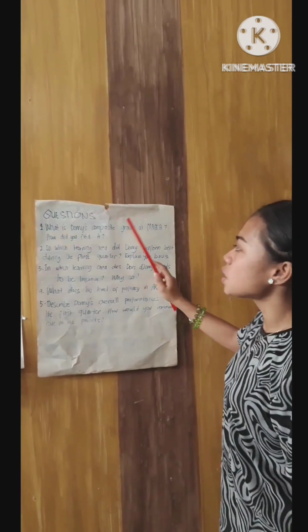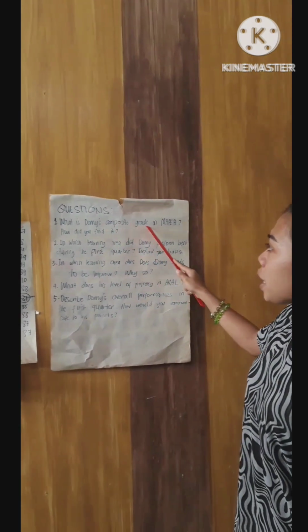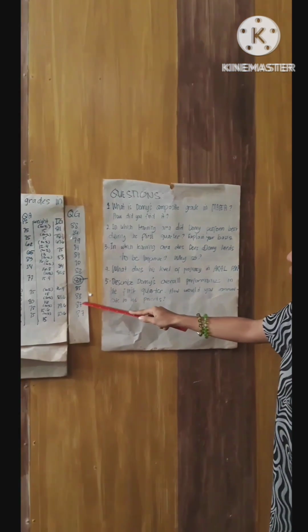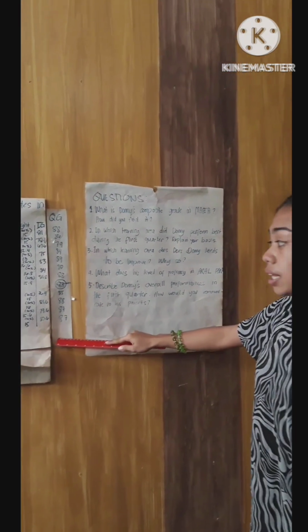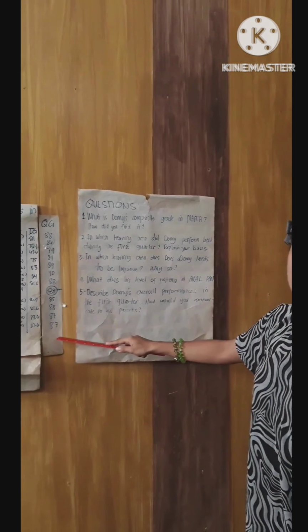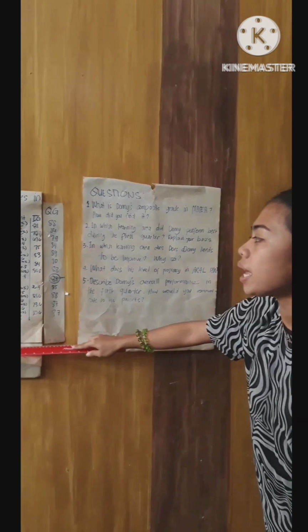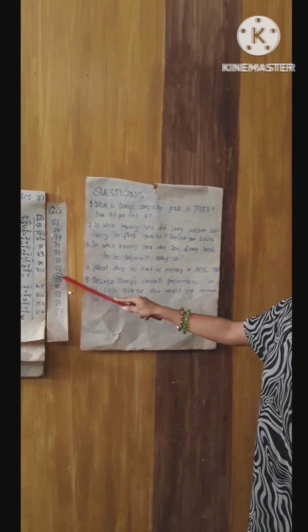Questions. Number 1. What is Donnie's composite grade in MAPEH? How did you find it? So, the composite grade of Donnie in MAPEH is 85, 88, 87, and 87. So, what we are going to do is to add the 85, 88, 87, and 87, and we are going to divide it into 4, which is the 4 components of MAPEH, which resulted to 87.